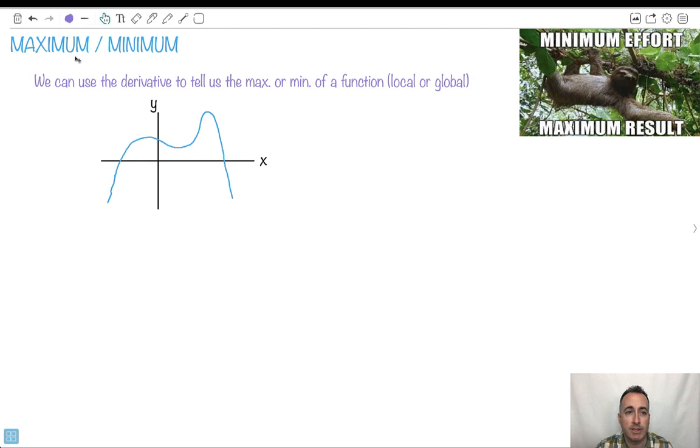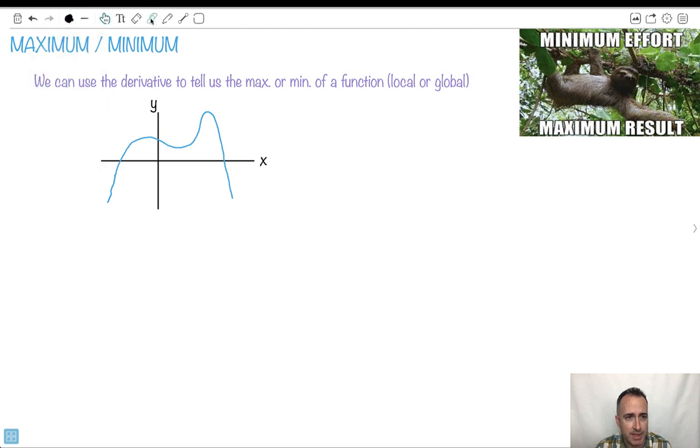We're going to be using the derivative to tell us something about the maximum or the minimum of a function. That's why I like this one, minimum effort and maximum result. Because we can find something called global or local maximums or minimums. I just want to explain those a little bit before we get started.